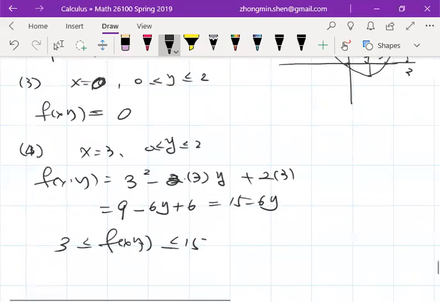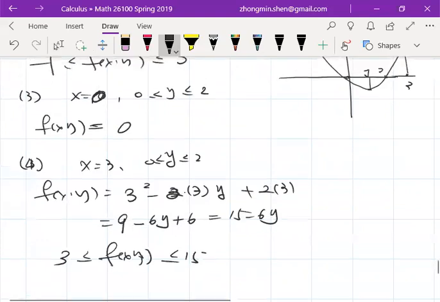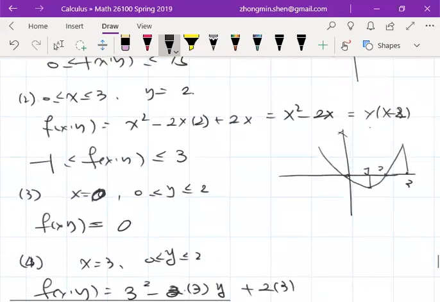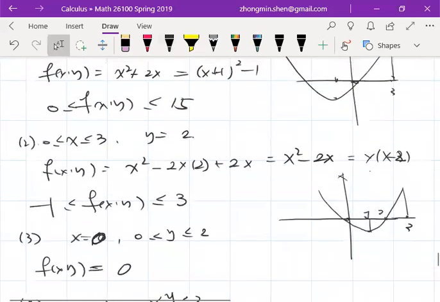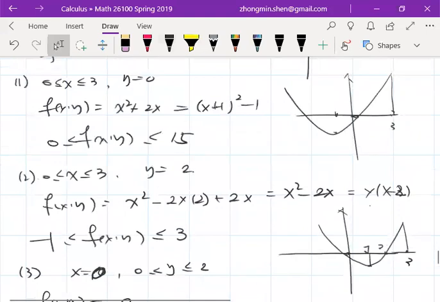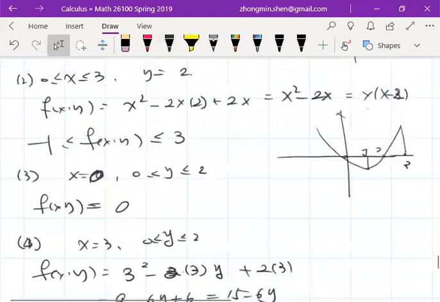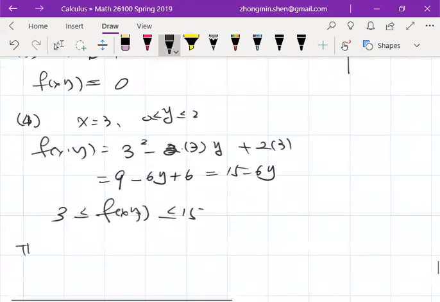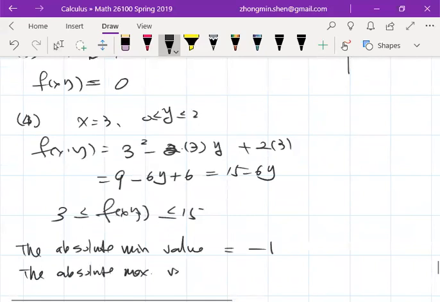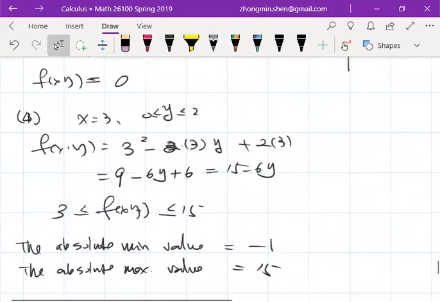Okay, so the function has a value between 3 and 15 on the one side, and the function can be 0, right? And the function can be between -1 and 3. The function can be between 0 and 15. I think the absolute minimum value is going to be -1. Okay, the absolute maximum value is going to be 15. So you have to look at the value of the function around the boundary.